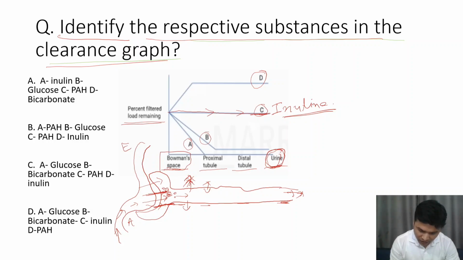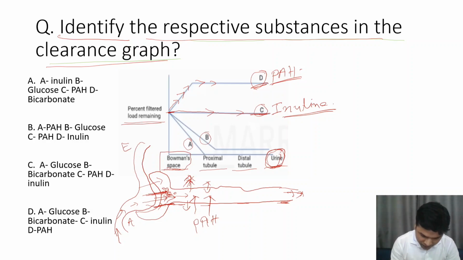Okay, the second graph we will discuss is D. What is D? Something reached the Bowman's space at this level and the concentration is increasing. So what may be the substance? It means the substance was filtered here, and after that something is added from outside. Something is added more. So some substance is secreted. This D graph is actually the PAH graph, para-aminohippuric acid.